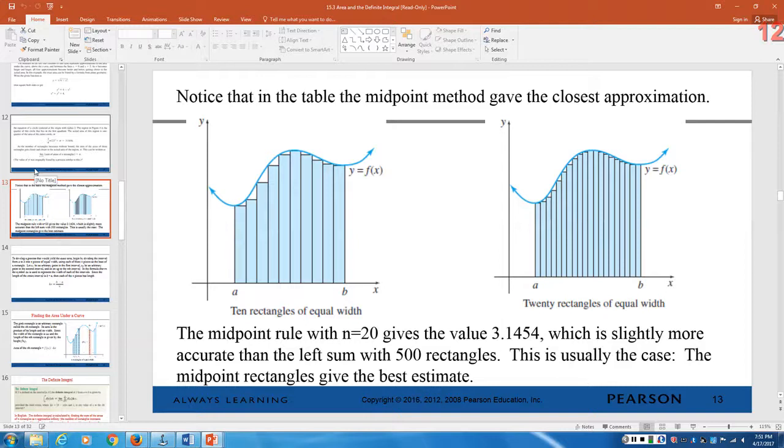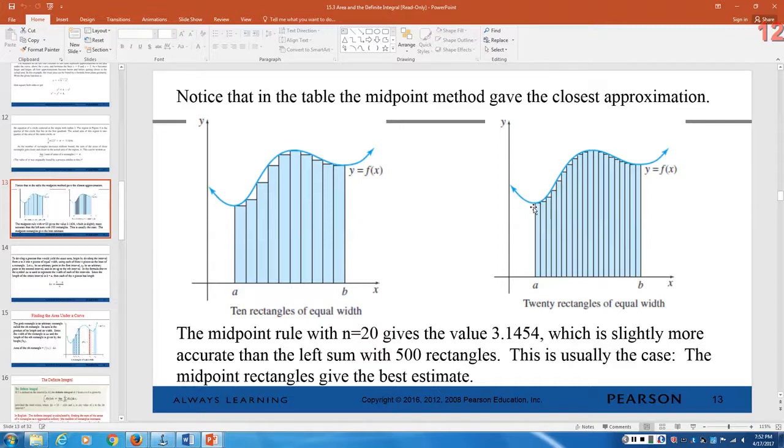So in the table, the midpoint method gave the closest approximation. And if we were to try to do a curve like this one, if you do 10 rectangles with equal width, notice that you get considerably closer even if you just go to 20 rectangles.